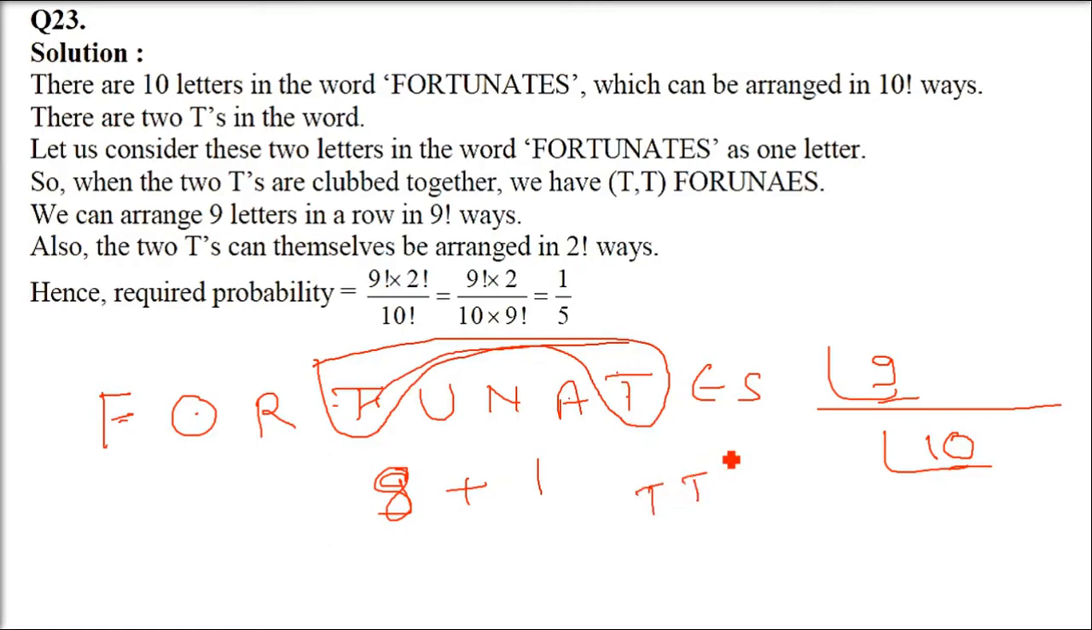But TT can also be arranged. Don't worry about whether they are the same or not. TT can be arranged. Just don't worry that TT are together, all the combinations are okay. You have to think that these two are different. So you have to multiply by factorial 2 here. They can be arranged by themselves.